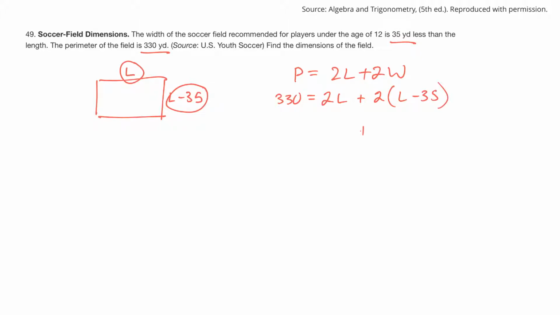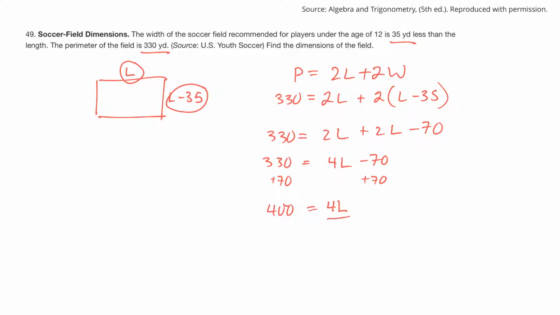Okay, using the distributive property again, I get 2L minus 70. Plus 2L here is equal to 330. Collecting like terms, 4L minus 70 equals 330. And then I'll add 70 to both sides. So I'll have 400 is equal to 4L. And then divide both sides by 4. So the length must be equal to 100.